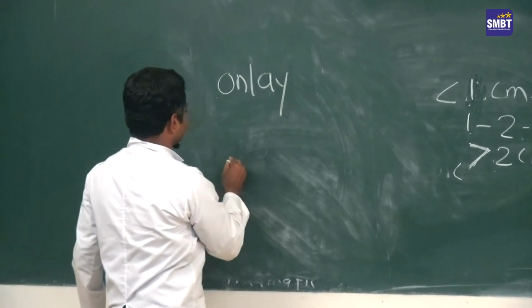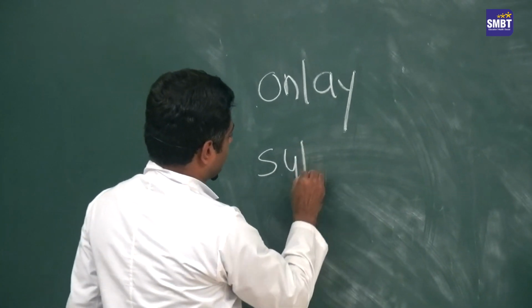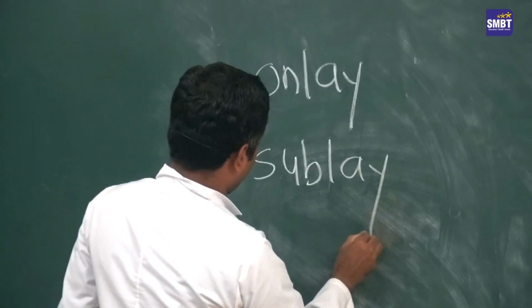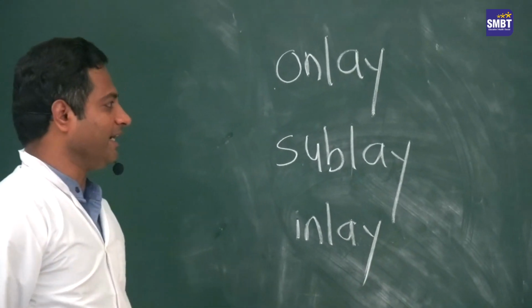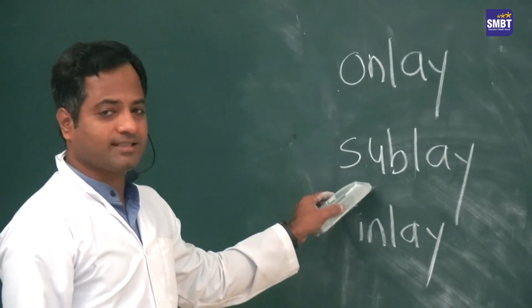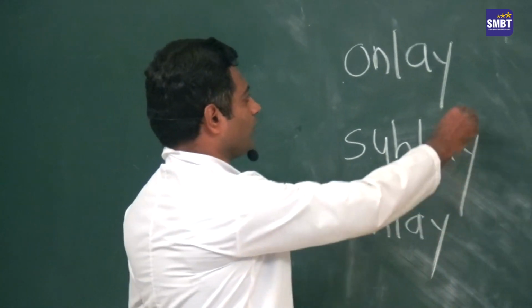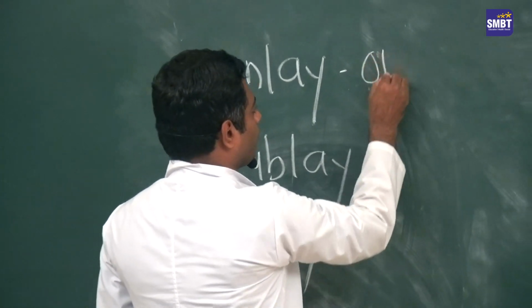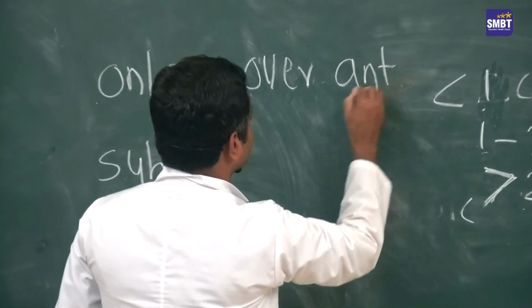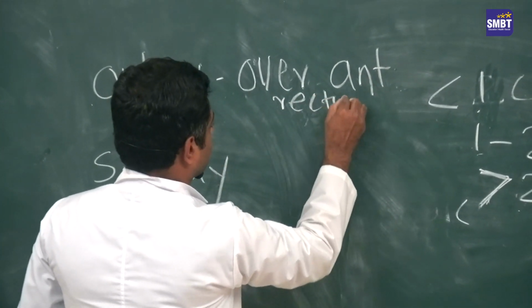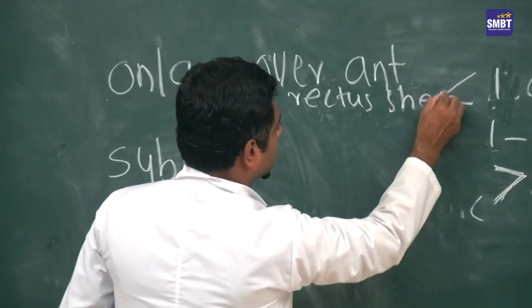First is onlay, second is sublay, and last is inlay. Okay, onlay, sublay and inlay. So in onlay you put a mesh over the anterior rectus sheath.